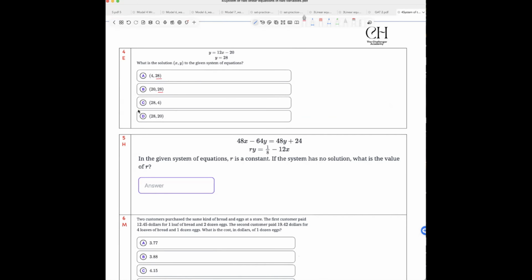You have A and B, so you can eliminate C and D. Just put y equals 28. So 28 equals 12x minus 20. It means 12x equals 48. So x equals, by dividing both sides by 4, x equals 4. So the answer is A.